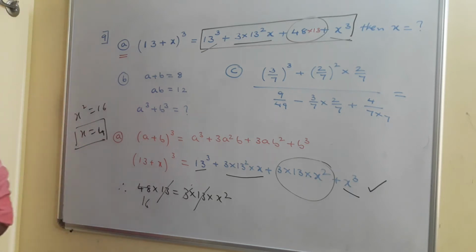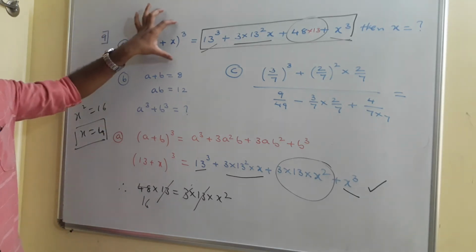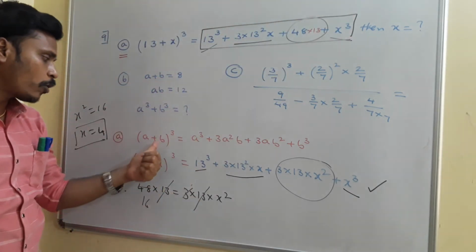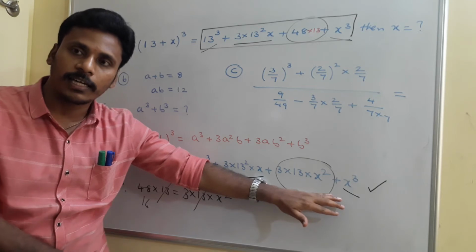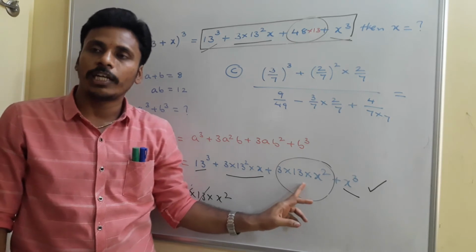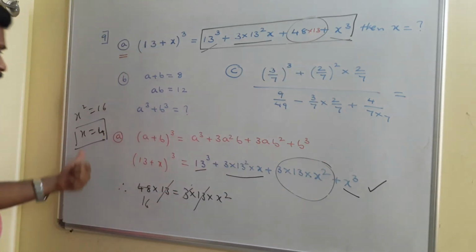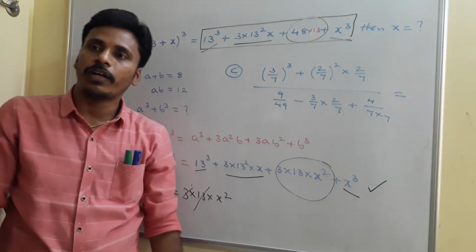To solve this particular problem, we need to use the first result of (a+b) whole cube: (a+b) whole cube is a cube plus 3a square b plus 3ab square plus b cube. Without this particular result, it is somewhat difficult to answer this question. Is it right? Just once again have a look. I mentioned that (3+x) whole cube is like that, but using (a+b) whole cube, this is (3+x) whole cube. So you need to compare this result with the given one, and on comparison, 48 into 13 is equal to 3 into 13 into x square. If you equalize these two, you will get that x is equal to 4. There ends the problem. So for these types of problems, we need to use the first result of that formula.